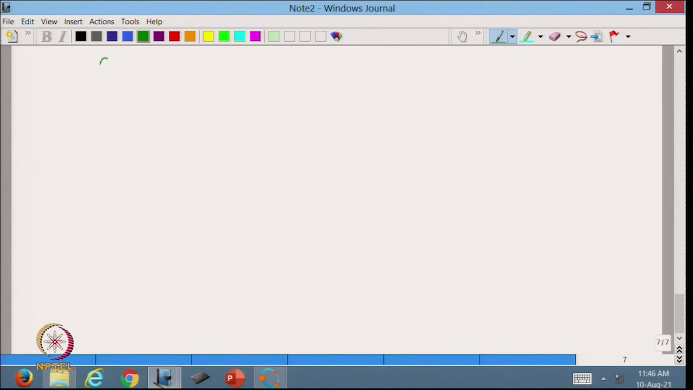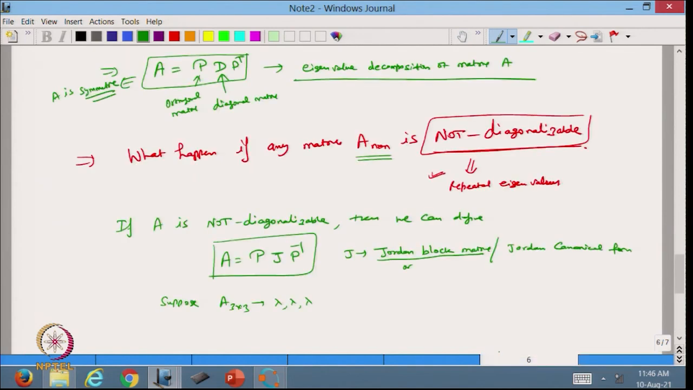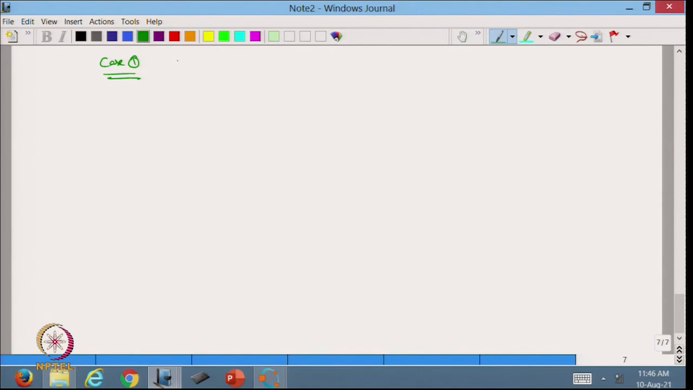Case 1. Three repeated eigenvalues. Let the algebraic multiplicity of lambda be 3 and the geometric multiplicity of lambda also be 3. So, in this case my J will be D. It is just the diagonal matrix. So, in this case my J will be lambda, lambda, lambda on the diagonal, and 0 elsewhere, like this one.